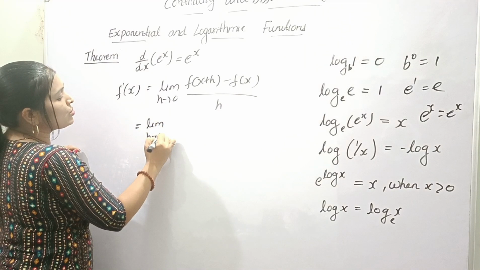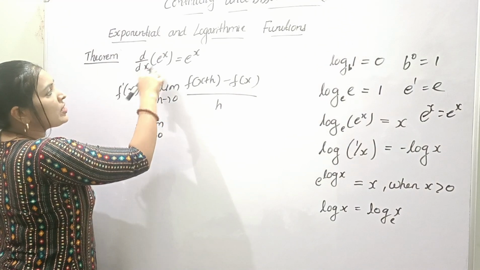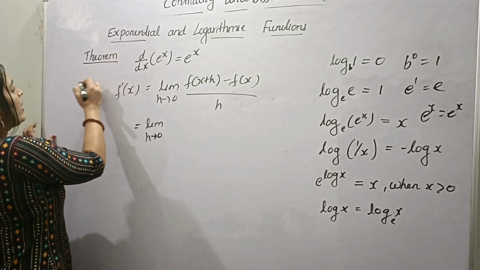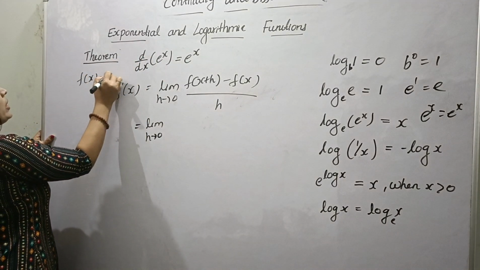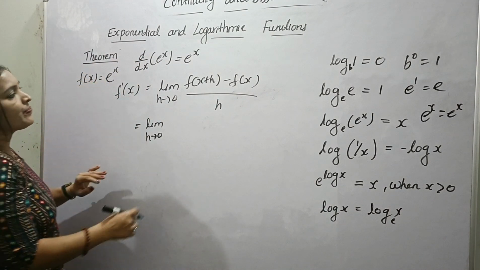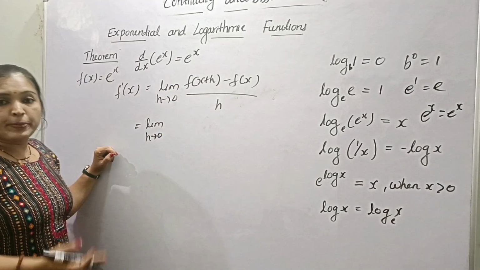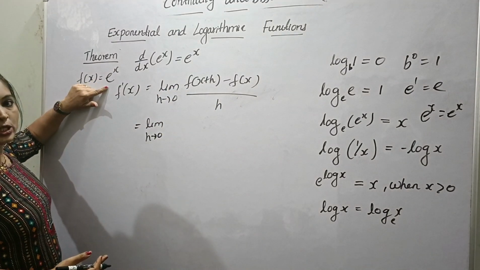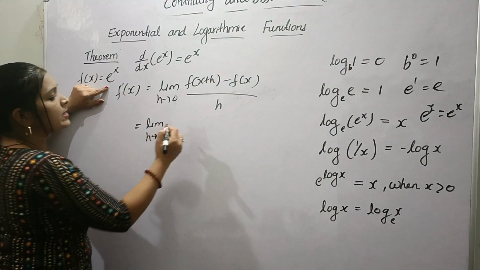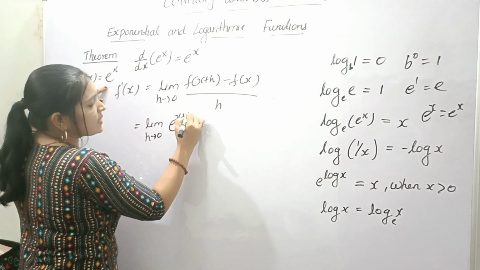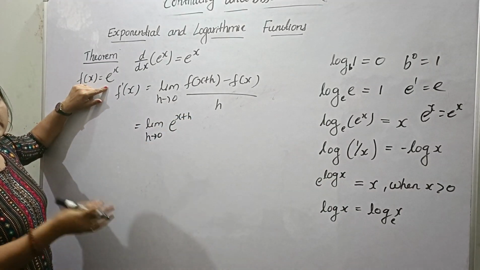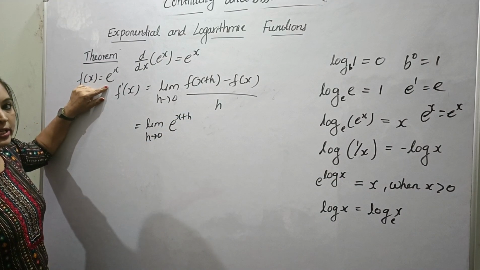Limit h tends to 0. What is our function? Our function is f of x equal to e raised to x. Then what is f of x plus h? It is e raised to x plus h. It's very important. It's the proof that the derivative of e raised to x is equal to e raised to x.